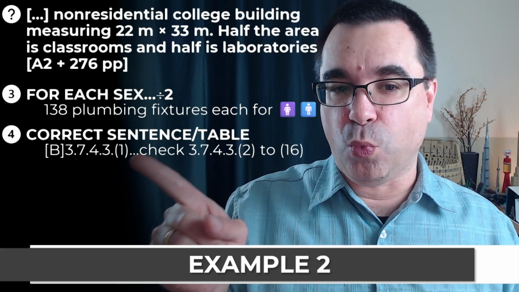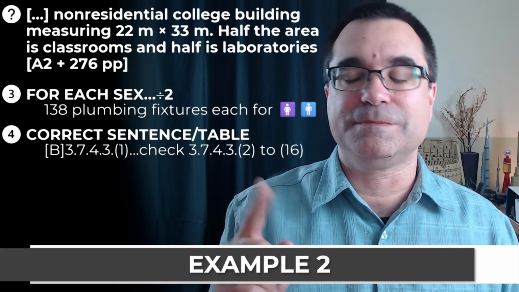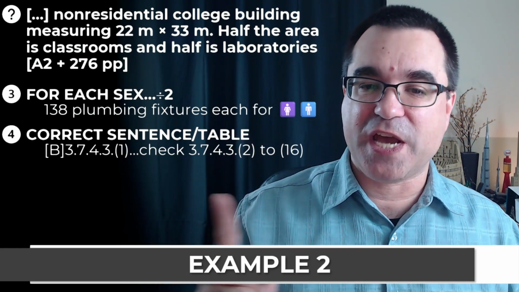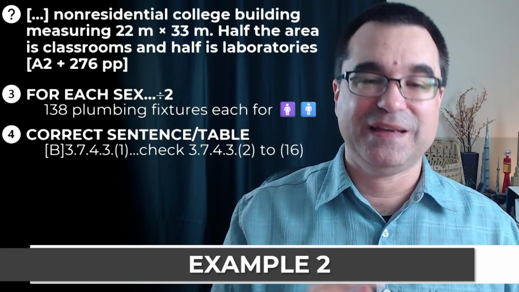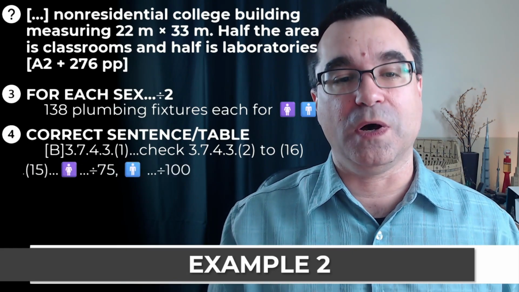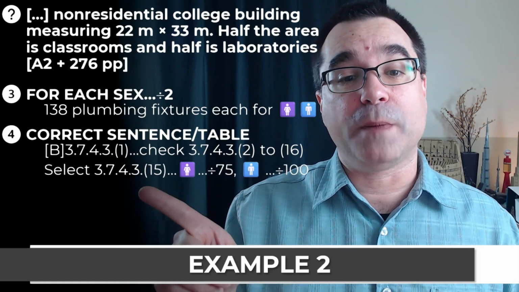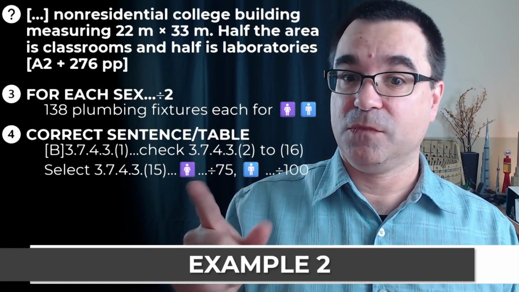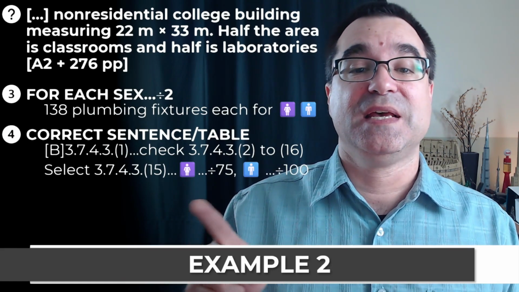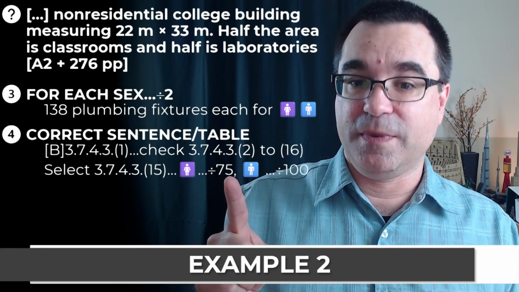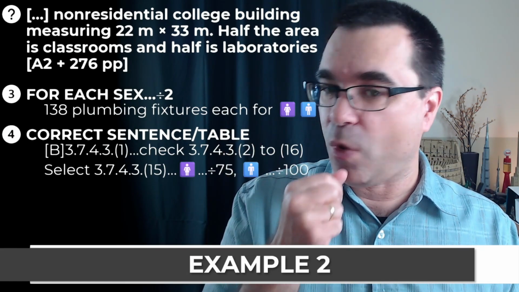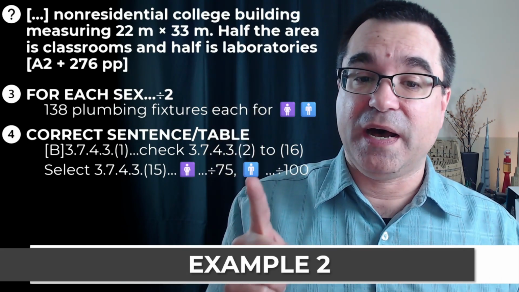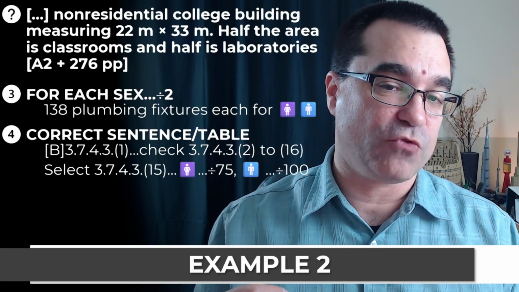If you just use one, like if you don't bother going to these, that's a mistake. It might be that you go back to one, but you have to check these just to be on the safe side, because you have to do this first before you go back to one. In our case, the proper sentence that applies to non-residential college buildings is sentence 15, which is what you select. And what it says is that for females, you take the number of females, divide by 75, and that will give you the number of water closets. For a male washroom, you take the number of males, you divide by 100, and that will be the number of water closets for a male washroom.